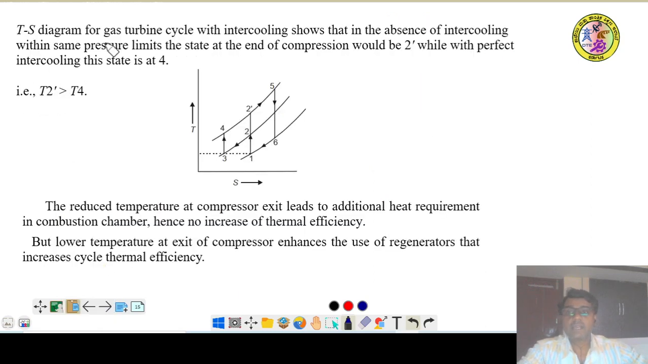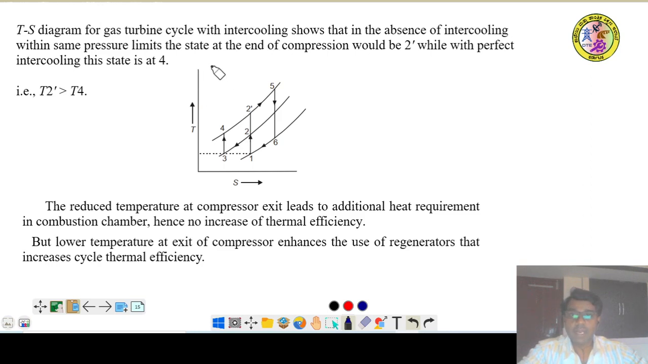So the TS diagram for the gas turbine cycle with intercooling shows that in the absence of intercooling within the same pressure limits, the state at the end of compression would be 2 dash, while with perfect intercooling this state is at 4.